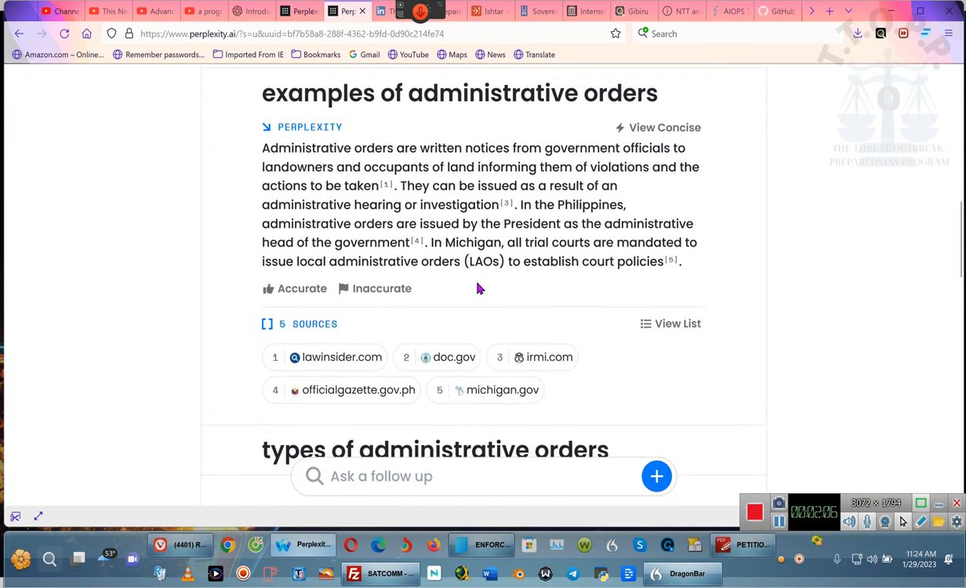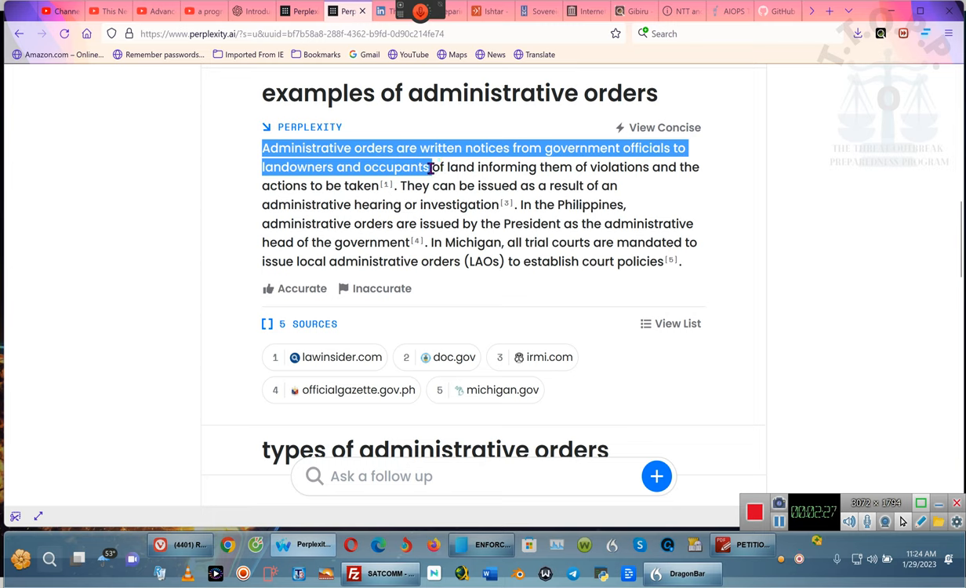What's an example of an administrative order? I'm so glad you asked. Notice what it says. Administrative orders are written notices to government officials, to landowners or occupants of lands, informing them of violations and actions to be taken. They can be issued as a result of an administrative hearing or investigation. Ladies and gentlemen, not on private property they can't. They have no jurisdiction on private property unless whatever it is you're doing affects another party. But if it doesn't affect another party, your private property is your private property.